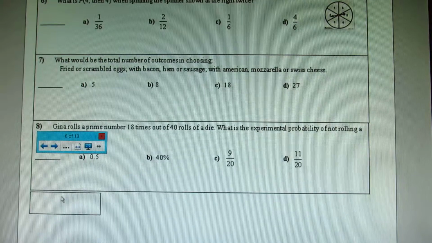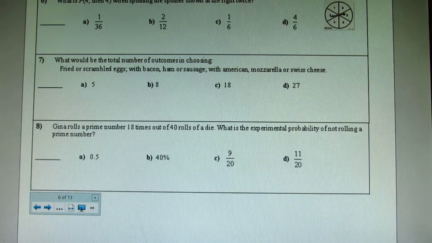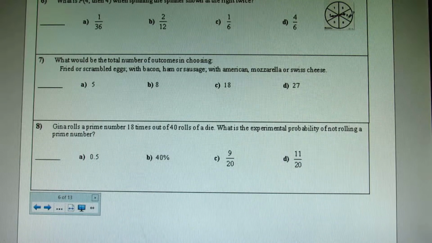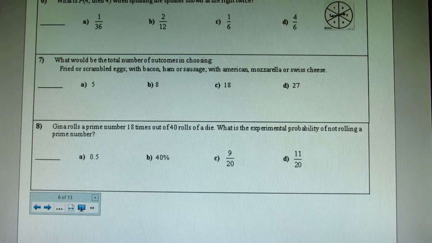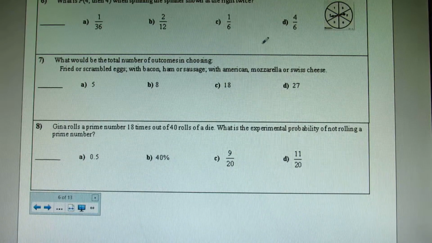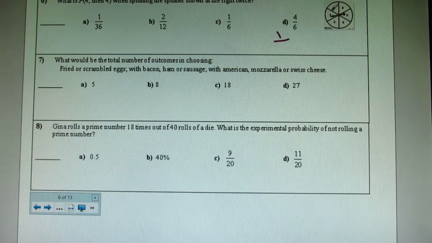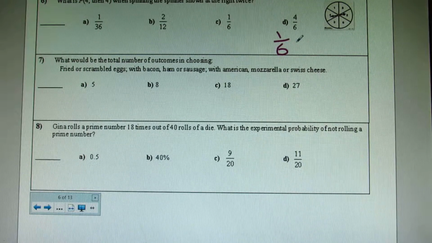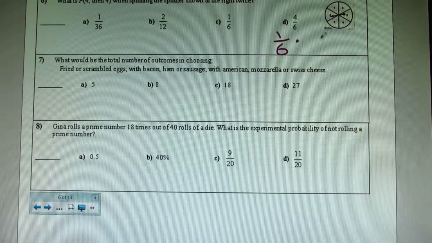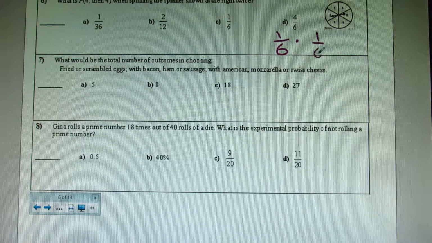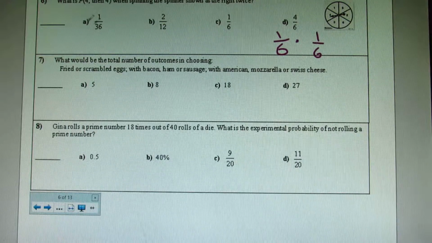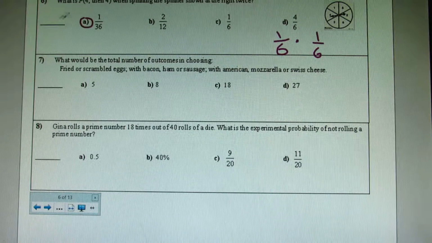Number 6. Here's my spinner. What is P of 4 then 4 when spinning the spinner shown at the right twice? Okay, so I want the probability, that's what that P stands for, of getting a 4 and then getting another 4. My first chance of getting a 4 is 1 out of 6. My second chance of getting a 4, well, because these are independent events, doesn't matter what I get the first time, I can get every number again on the second try. I will also have a 1 out of 6 on my second try of getting a 4. And that probability multiplied across will get you choice A.